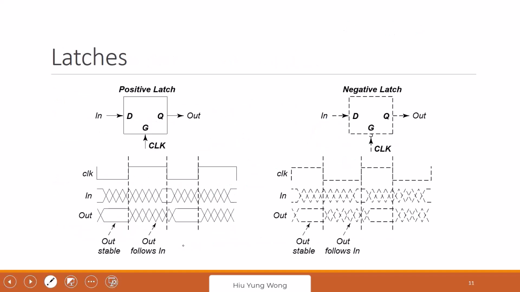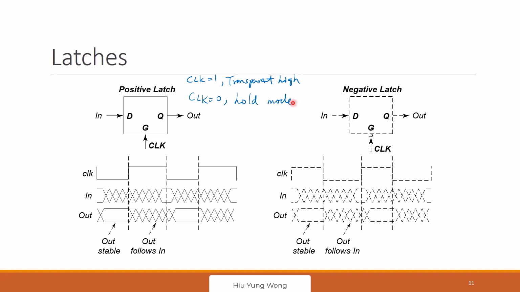Okay. So what is a latch? There are two types of latch. One is called a positive latch. So what does it mean? It means when the clock is high, it's transparent. That's why we call it transparent high. So this type of latch we design so that when the clock is high, D will be copied to Q. And then when the clock is low, we say that it is in the hold state or hold mode.